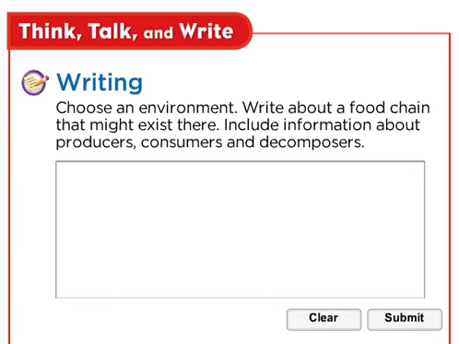Choose an environment. Write about a food chain that might exist there. Include information about producers, consumers, and decomposers.